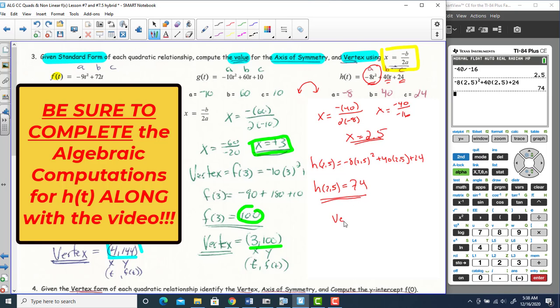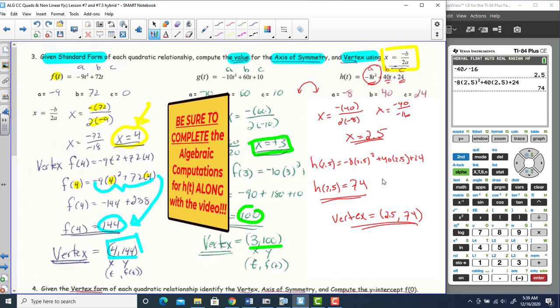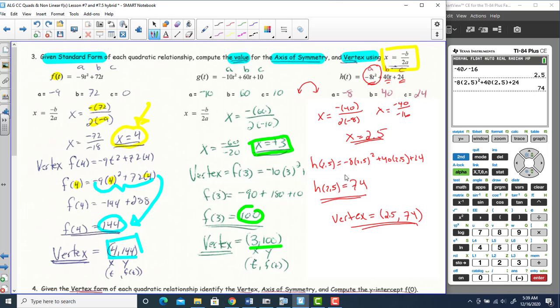So the vertex for Hopeful Launch is going to happen 2.5 seconds into flight when it reaches a maximum height of 74 feet. And you can imagine how that would be incredibly important for so many different scenarios in life where we're trying to determine either the maximum or the minimum value of a relationship.